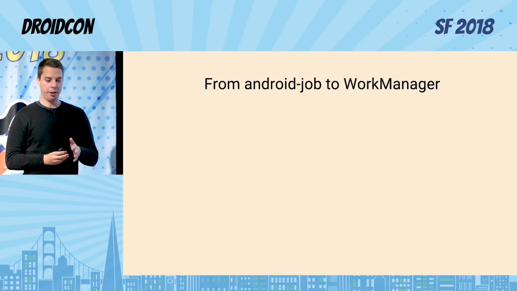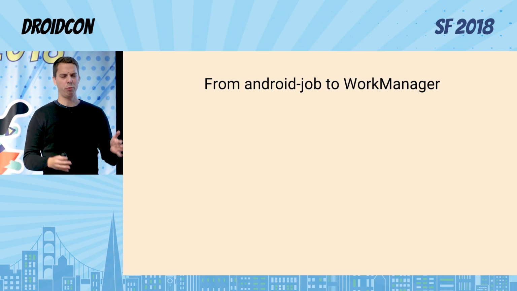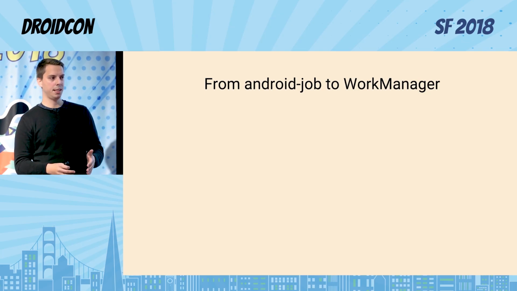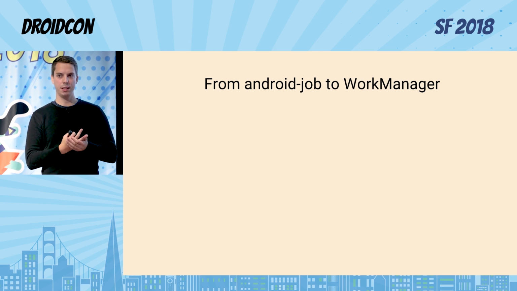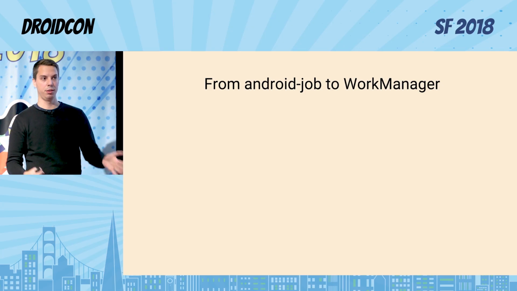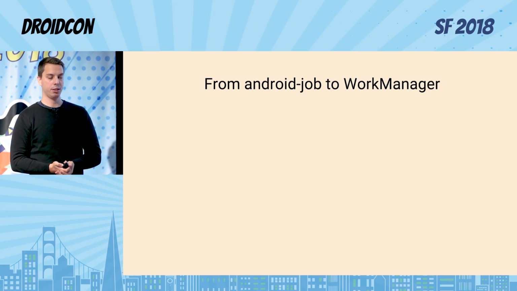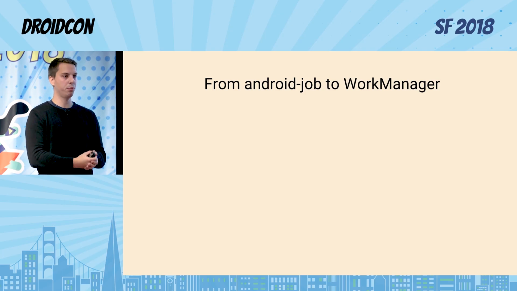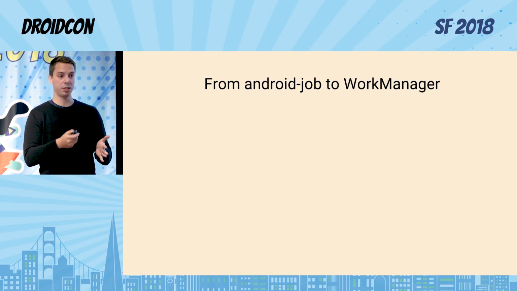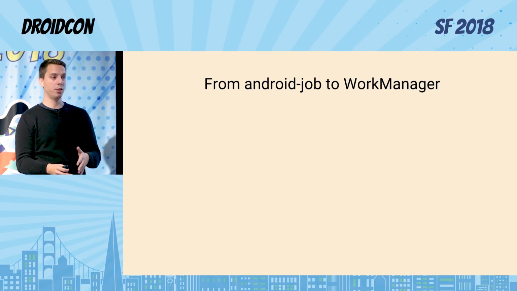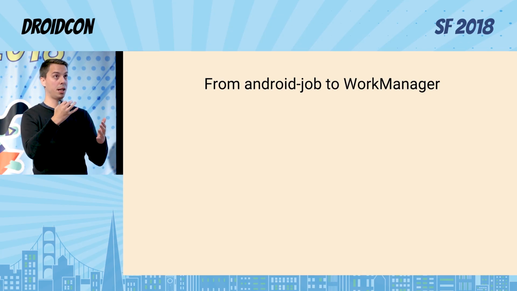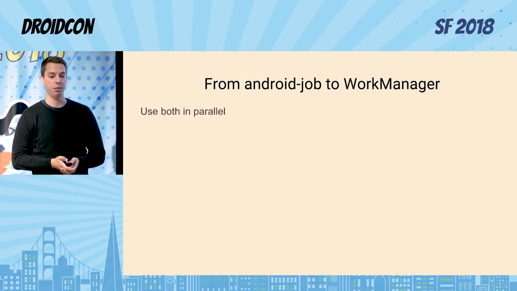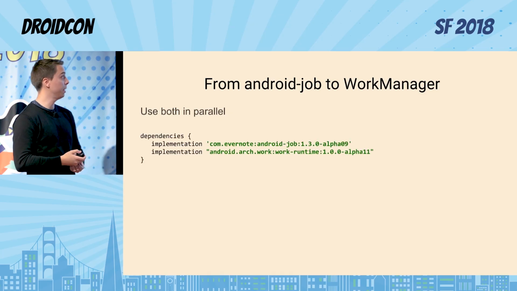So now I've shown you all those cool features that WorkManager has and Android Job doesn't have, and I know many companies out there are still relying on Android Job, and the question is now, how do you get from Android Job to WorkManager? And the good thing is, you can use both in parallel, actually, and you can tell Android Job to use WorkManager under the hood so that you can later slowly migrate the usage where you use Android Job and then convert it to WorkManager. So use both in parallel. That's my best advice for that.